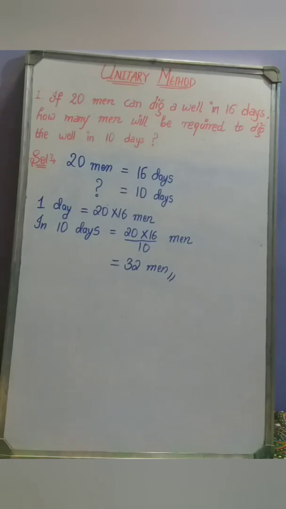Next, I'll teach you how to solve the same question in proportional method. So guys, this is the same question and now we are going to solve this question in proportional method. So the same thing we know is 20 men dig the well in 16 days. So how many men will be required to dig the well in 10 days? So based on this, now we'll frame the proportion first. As we know, if 20 men dig the well in 16 days, in 10 days more men will be required. So it's an indirect proportion.